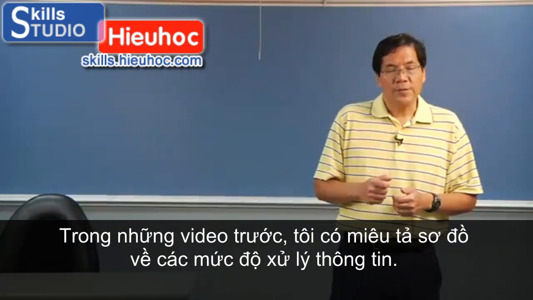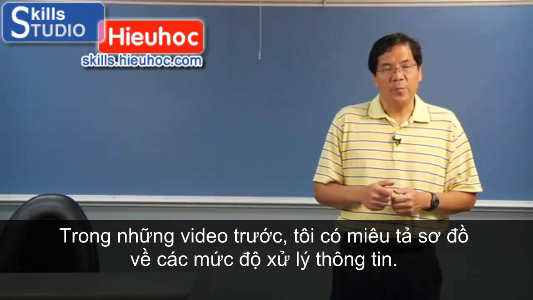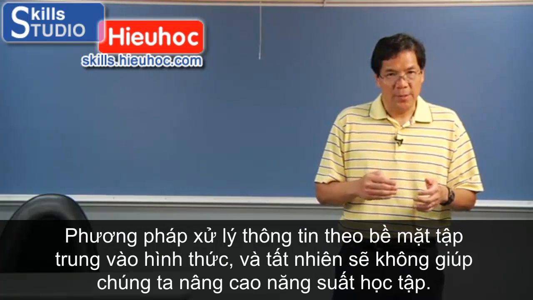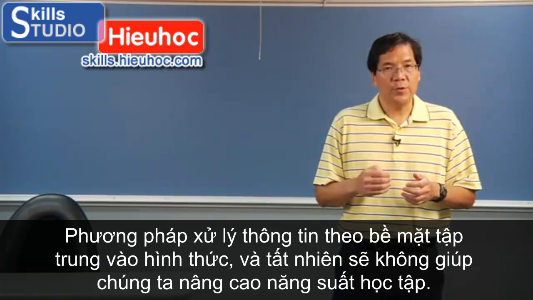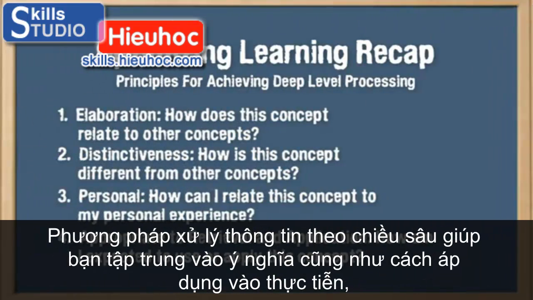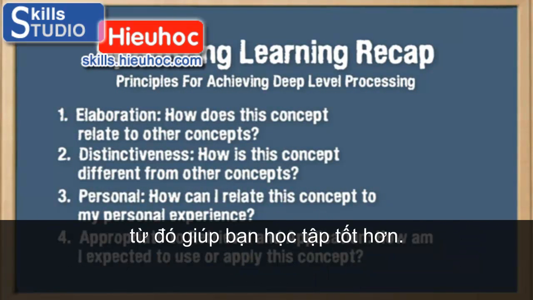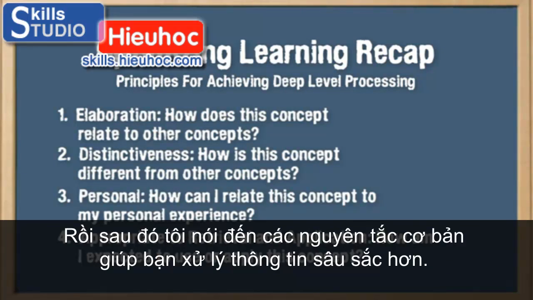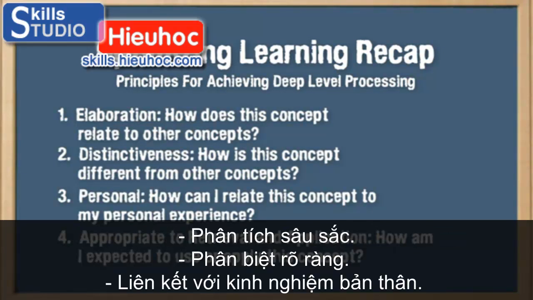In earlier videos, I described the levels of processing framework, which says that shallow processing, which focuses on meaningless, superficial aspects, does not lead to effective learning. Deep processing, which focuses on the meaning and implications of material, does lead to connected learning. Then, I discussed basic principles for achieving deep processing. Effective study strategies employ some or all of those principles.